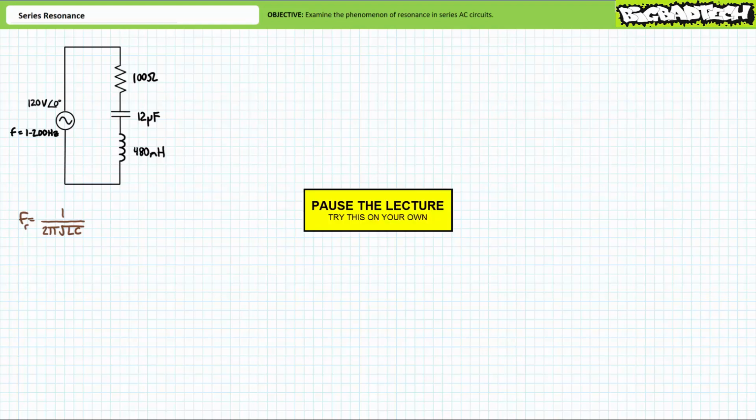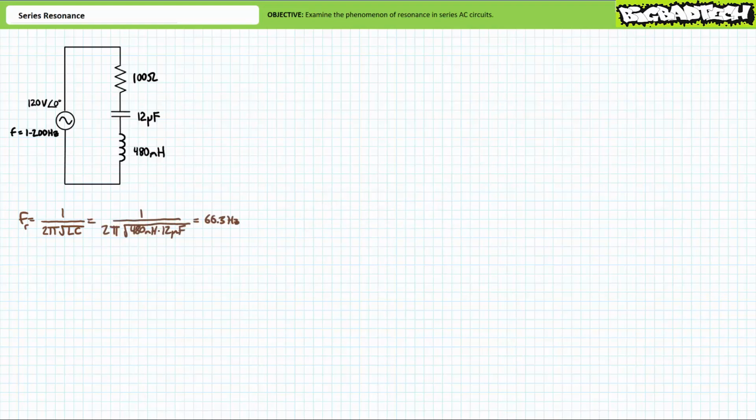By all means, pause the lecture and try this on your own. If you're tracking, you should have obtained the following value. Resonance is achieved when the magnitude of Zc equals the magnitude of Zl. Substituting our given values into the resonant frequency formula yields a resonant frequency of approximately 66.3 Hz.